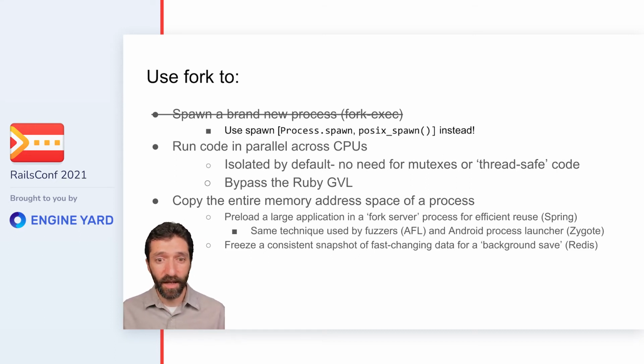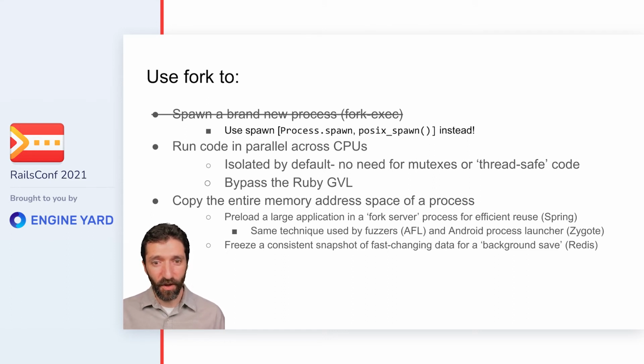Finally, another use case for fork is to take advantage of how it efficiently copies the entire memory address space of a process using copy on write. This is what lets you do things like preload a large application in a fork server process, like we saw in Spring. This same technique is also heavily used in other real-world systems, such as a fuzzer like AFL or the Android process launcher. It's called Zygote.